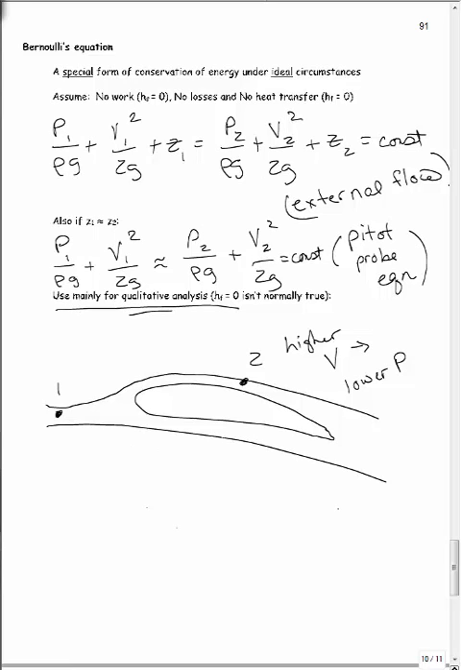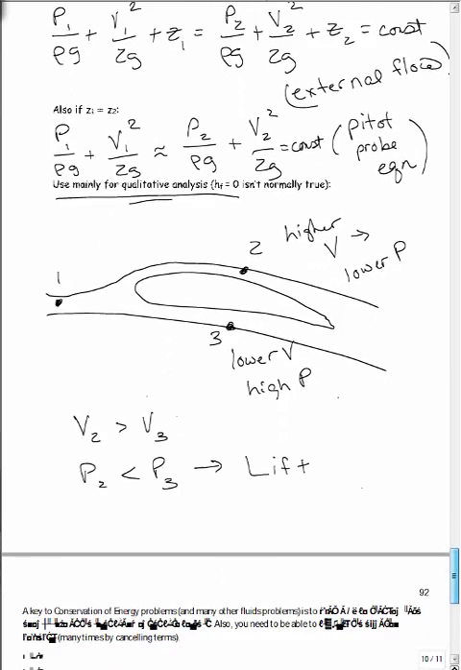If we look at the bottom, so we say 1 to 3 instead of 1 to 2 up here, same thing. If the velocity is lower, then we must have a higher P. Okay, so in other words, call this 3, if V2 is greater than V3, then P2 must be less than P3, and from that we can see we've got lift, because we've got a higher pressure pushing on here, lower pressure pulling up. That's where the lift comes from.